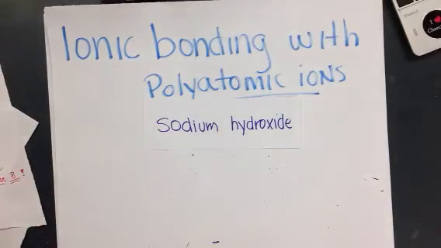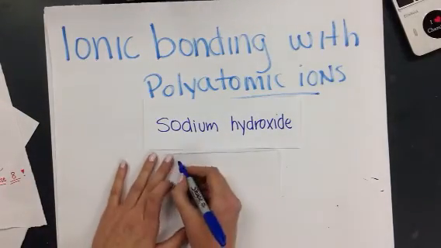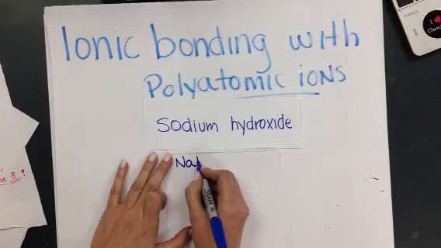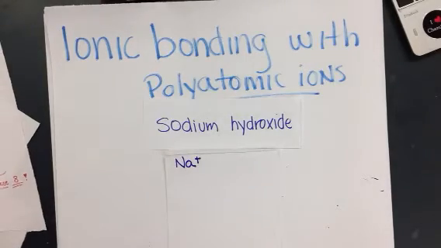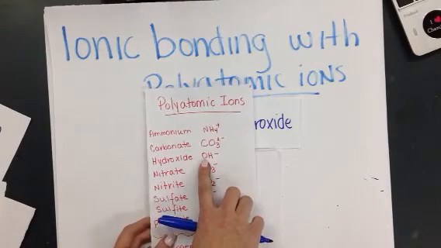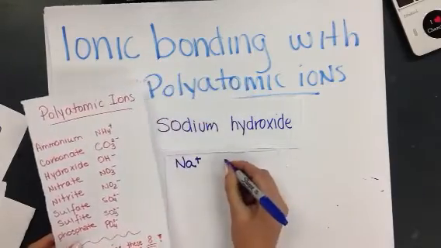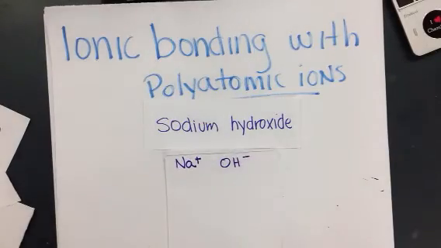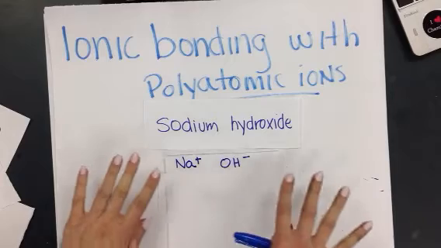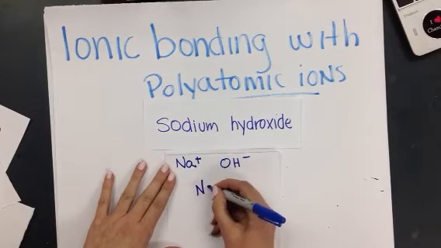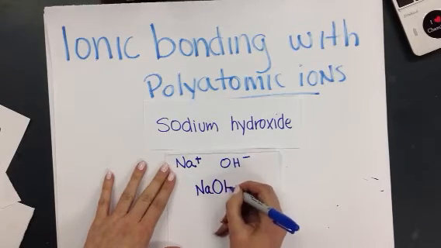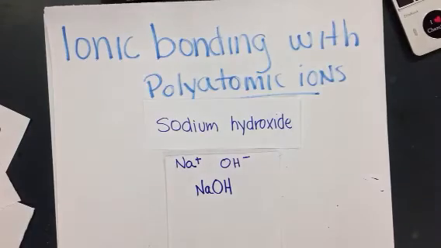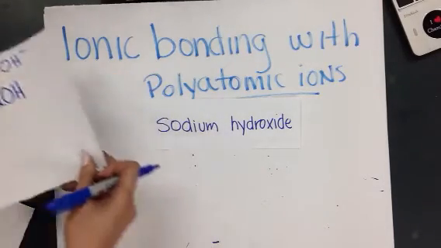Sodium hydroxide. All right, sodium is on my periodic table as a charge of plus 1. Hydroxide is a polyatomic ion seen here, OH minus. Well, positive 1 and negative 1 balance each other out. So I just need 1 of each. No parentheses needed. Okay? All right, let's move on to another one.